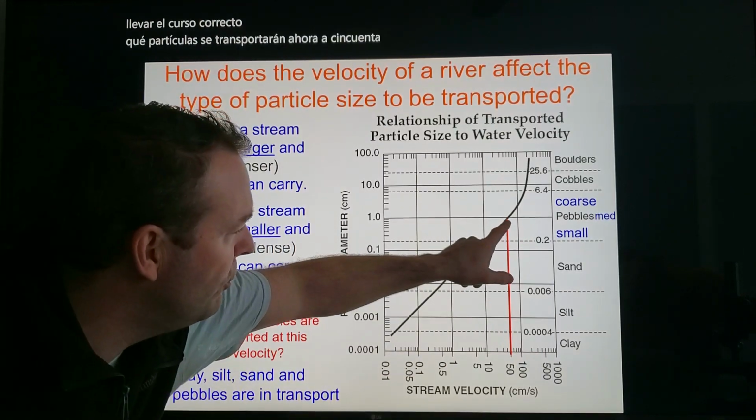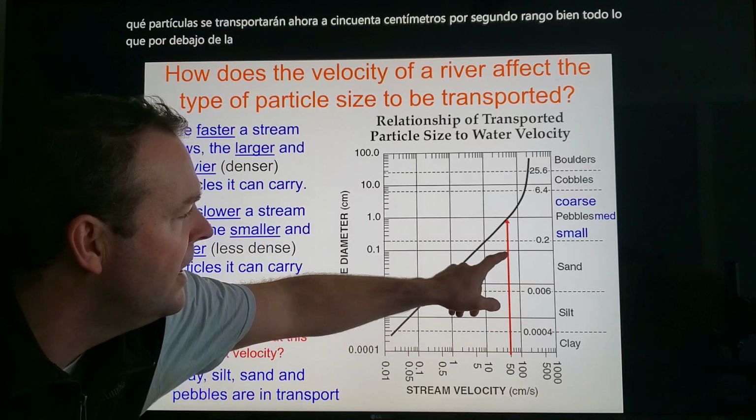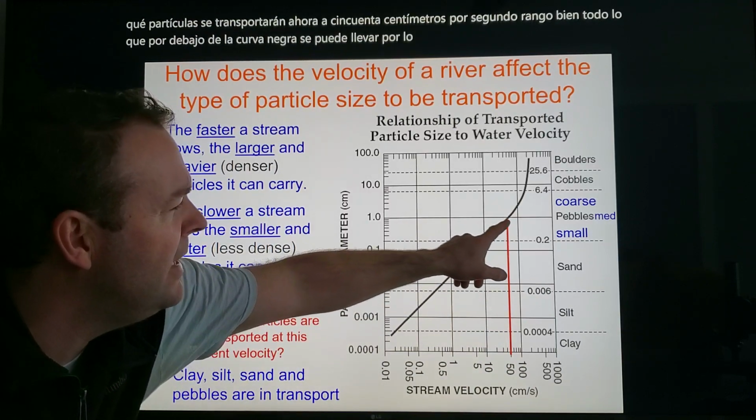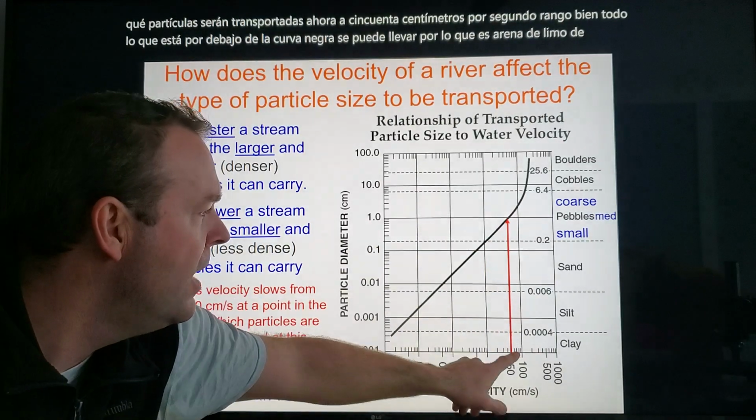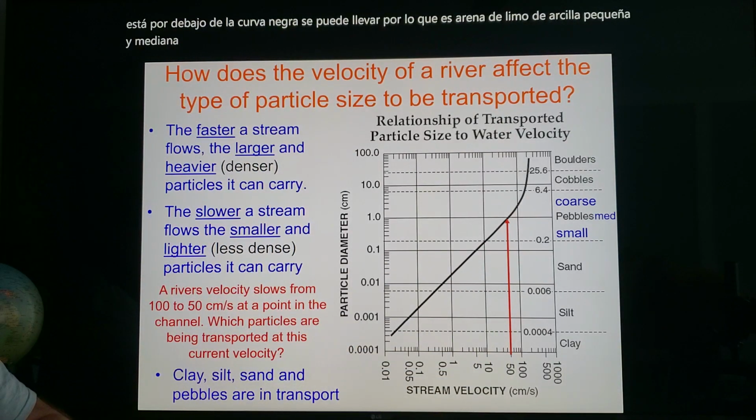Well, everything below the black curve can be carried. So that's clay, silt, sand. Small and just medium pebbles will start to get pushed. But it's everything below that line, and that's why you have that list right there.